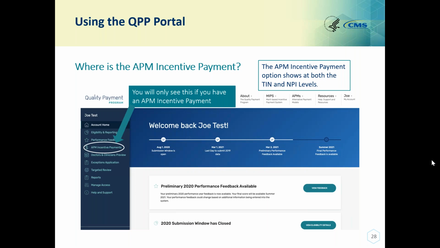Okay, if you have clinicians in your practice, or if you're a clinician that is a QP, when accessing the QPP portal, you will see a line on the left-hand navigation that shows APM incentive payments. Now, you'll only see this if you have an APM incentive payment as a QP, or as a practice if you have clinicians in your practice that are QPs that have earned a payment. If you access the portal and do not see this information on the left-hand navigation, this means that no one associated with your user role has an APM incentive payment. Next slide.